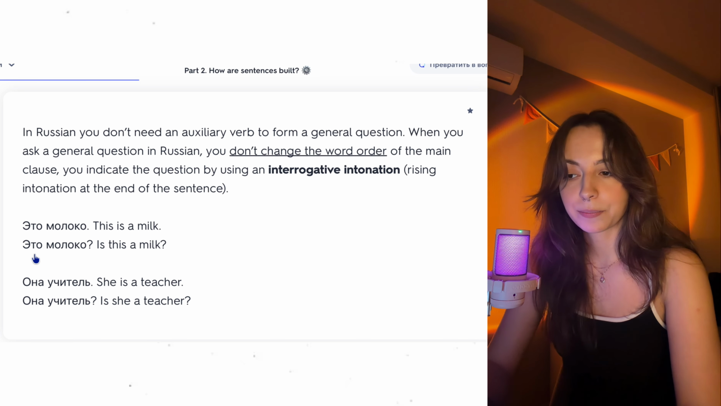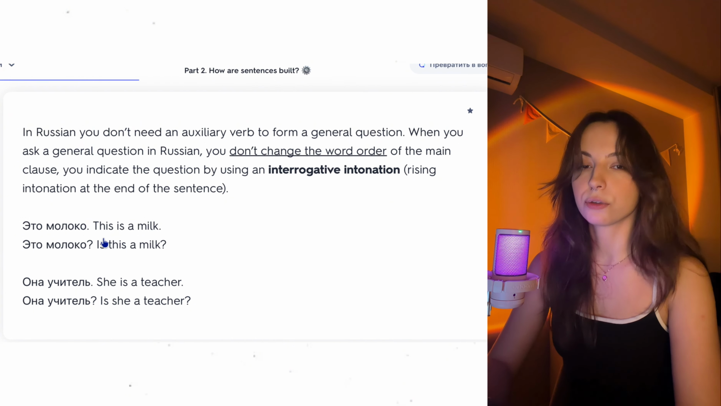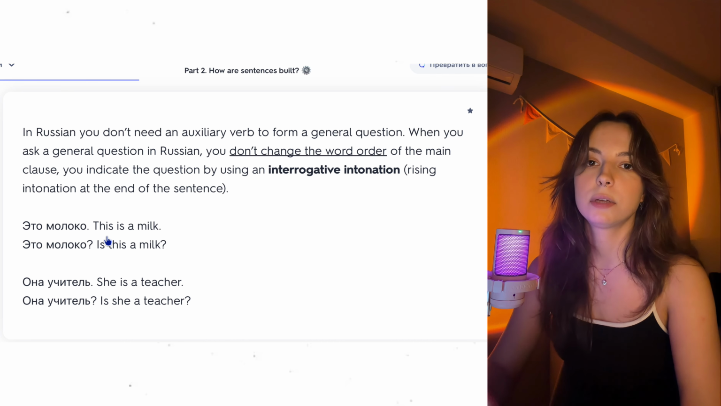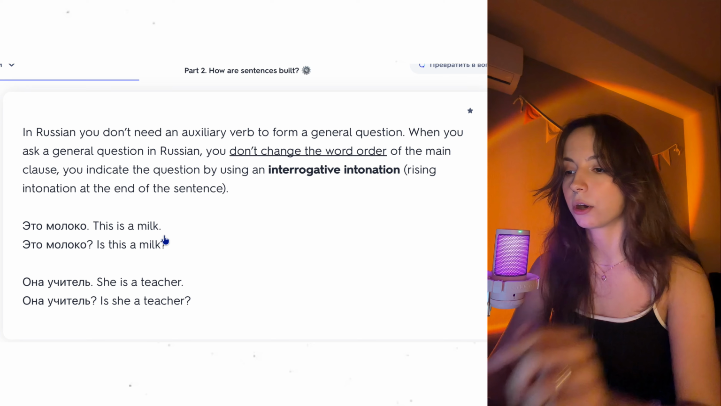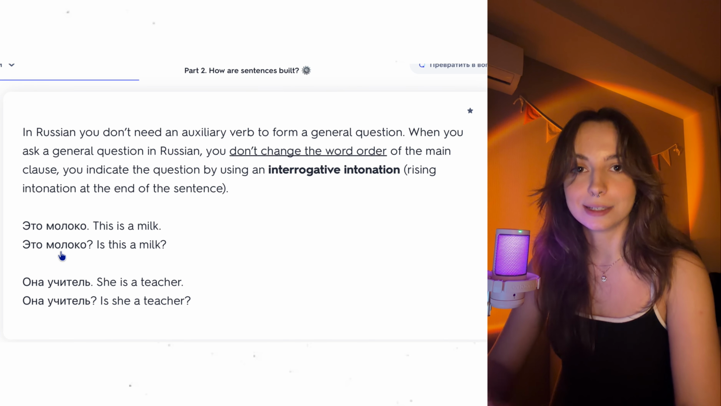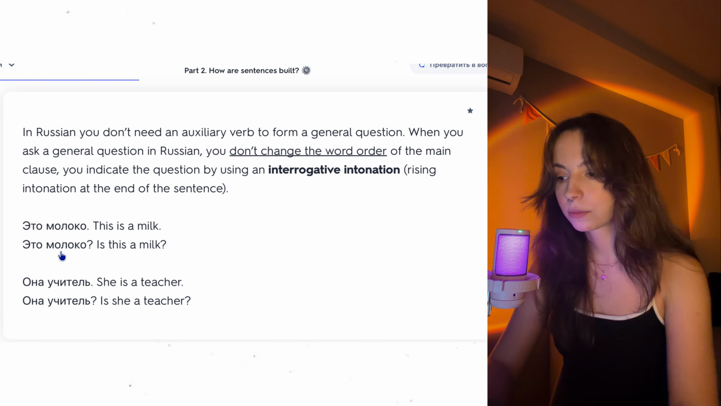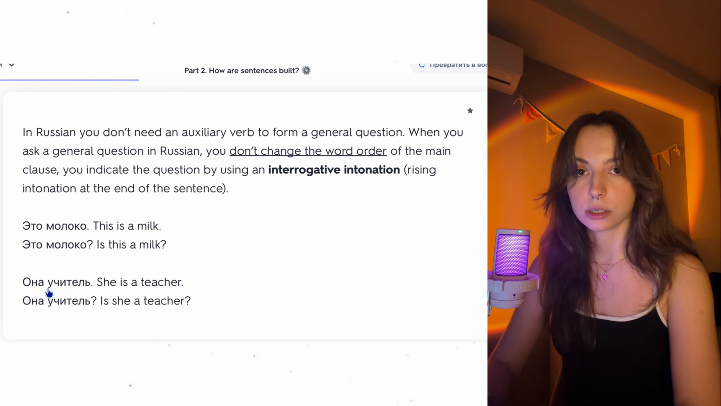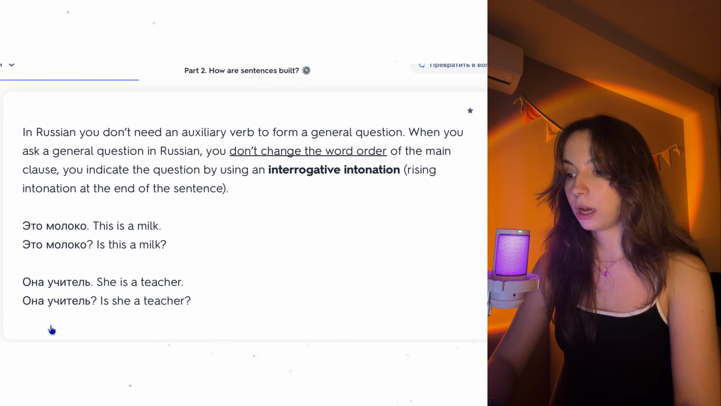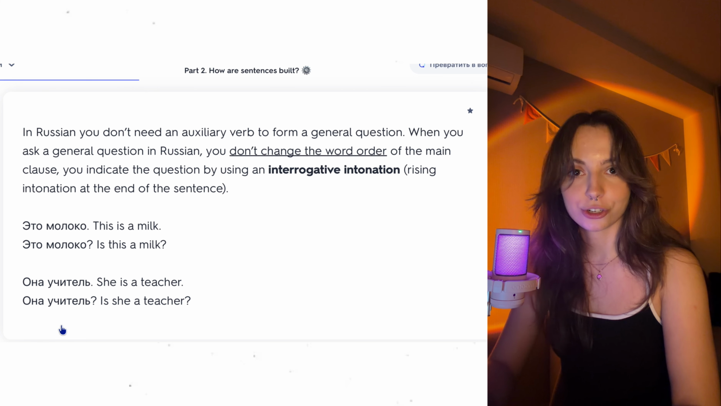Is this a milk? In English, we will put is in the first place. That's how we make a question, and a question mark. But in Russian, we will just pronounce the sentence differently, with different intonation. Это молоко? Она учитель. Fact. Она учитель? Question.